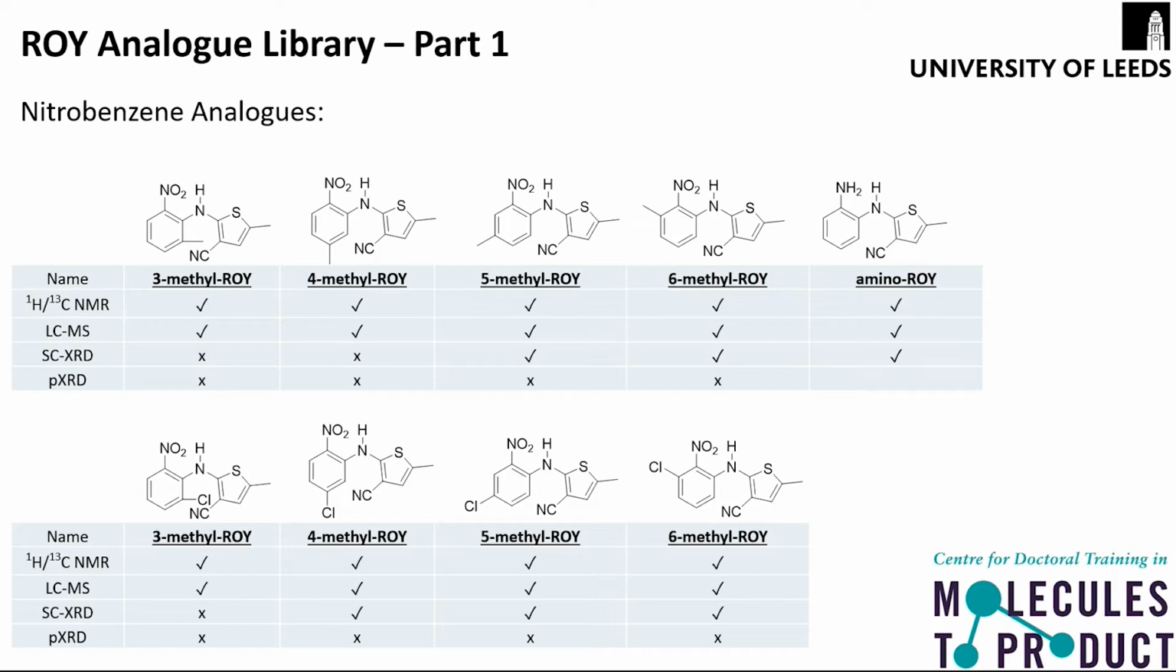Within this part of the library, we also have lumped in this amino ROY here. So we've decided to reduce this nitro group here down to the free amine here. Now, a couple of reasons for this. One being that the nitro group has quite a strong electronic influence on the structure here, which we believe could be interesting just from a visual perspective of maybe the colors of the analogues.